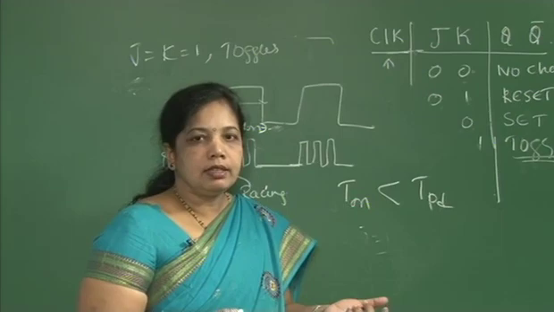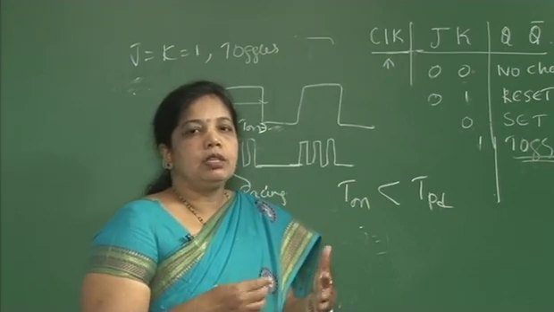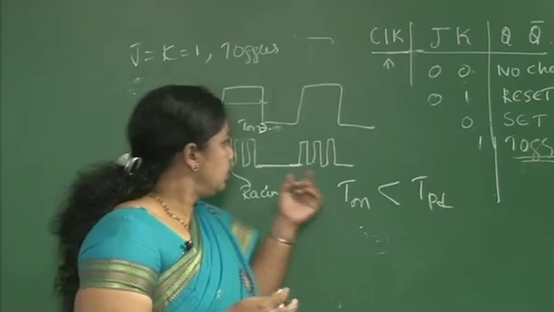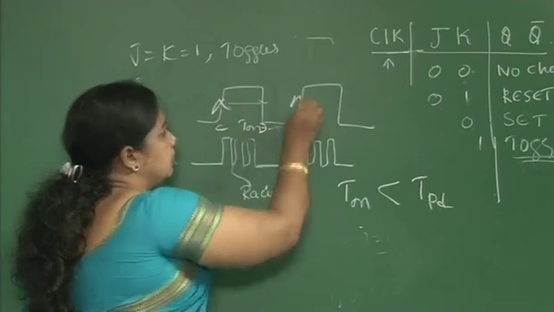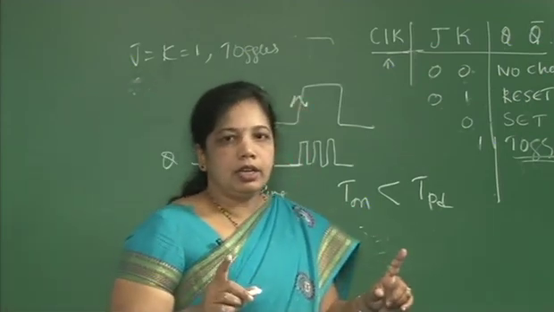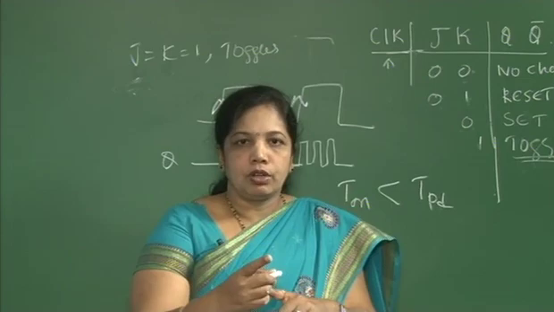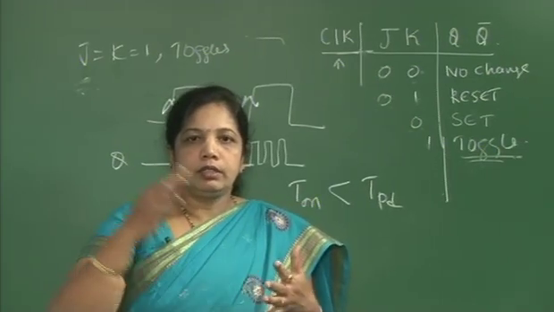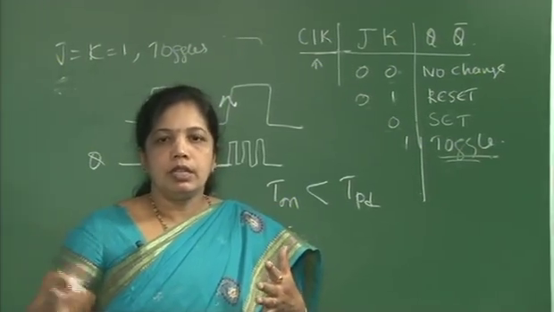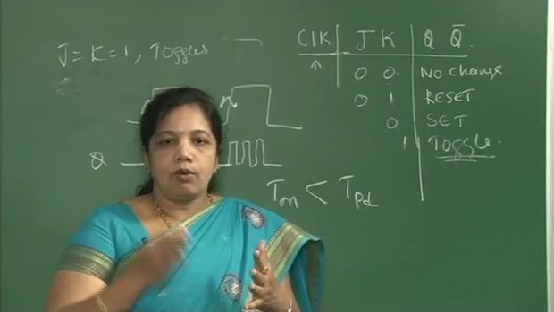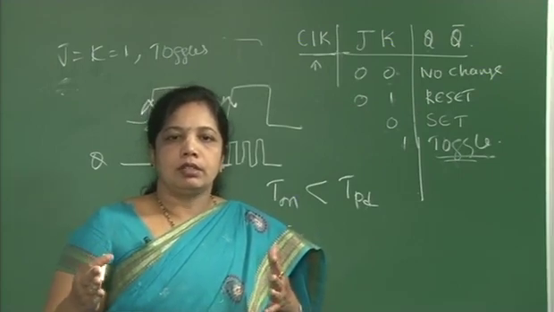The second case, another way is by using edge triggering. So I can use edge triggering. When I use edge triggering, your output should switch or toggle only at the transition of the next clock pulse, next edge, so that I can avoid this race around condition.